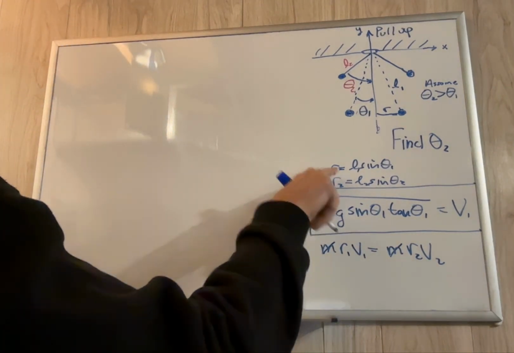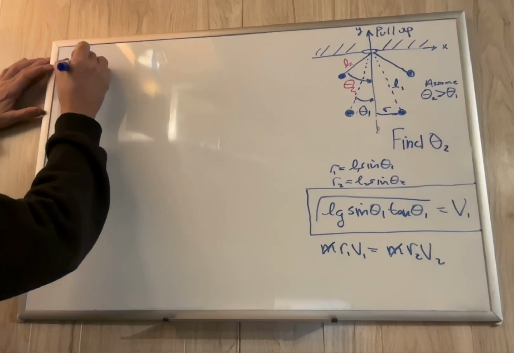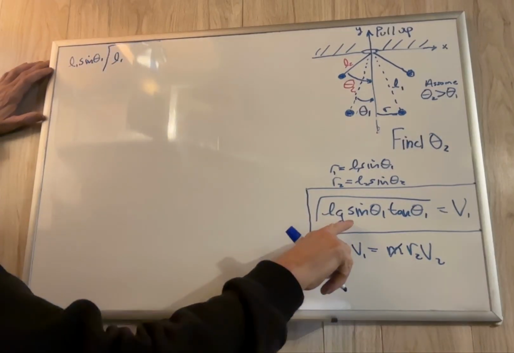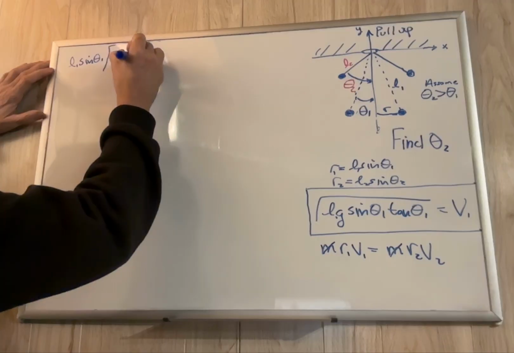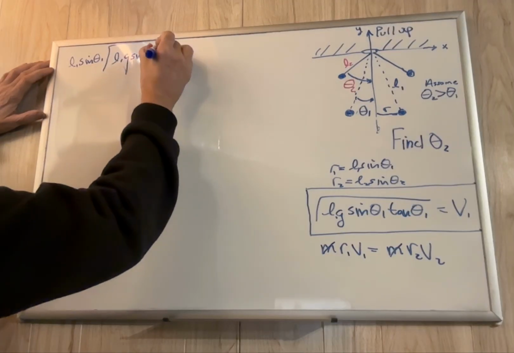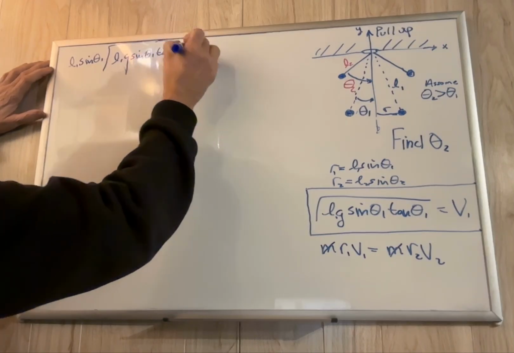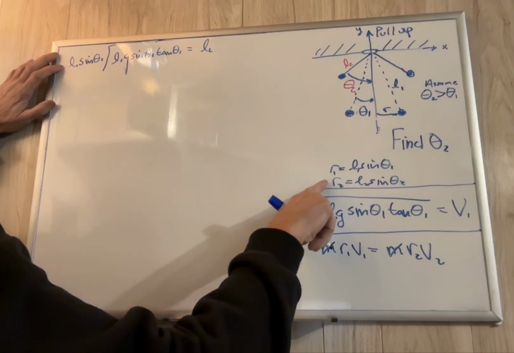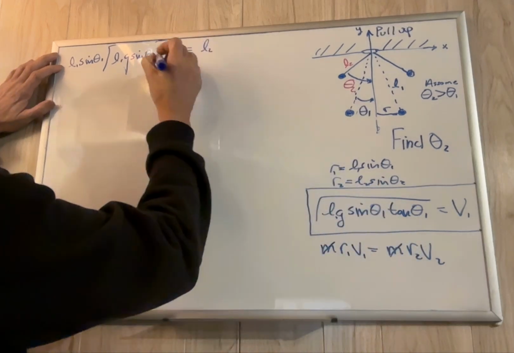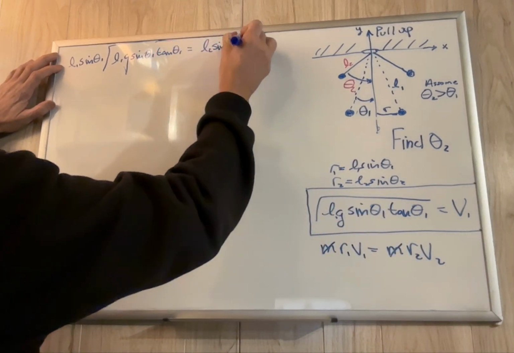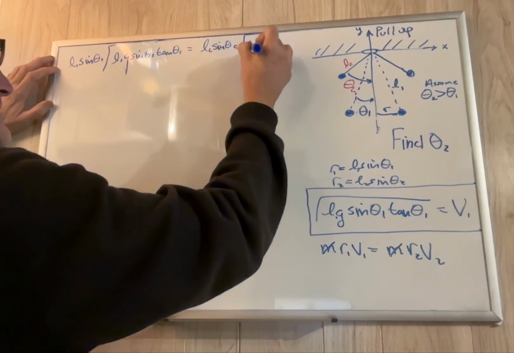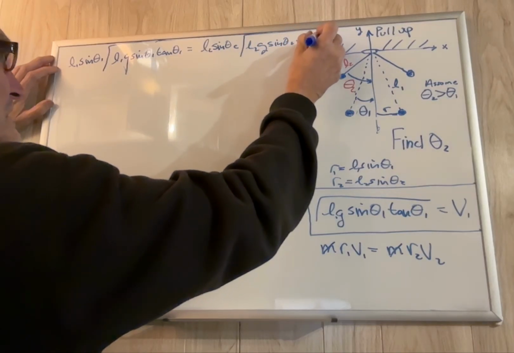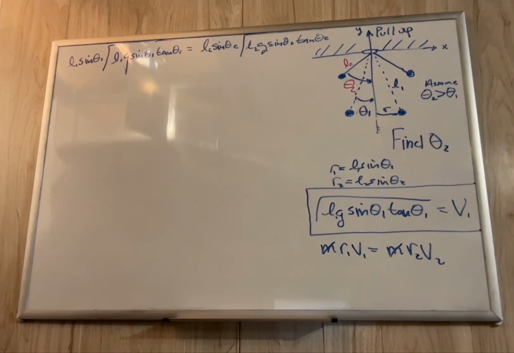That would mean that R1, so we're going to put R1 up here. R1 is L1 sine theta 1 times the square root of L1 G sine theta 1 tangent theta 1, is going to be equal to L2 times, because this is our R2 right here, L2 times sine theta 2 times the square root of L2 G sine theta 2 tangent theta 2. Wow. That means these two have to be equal to each other.